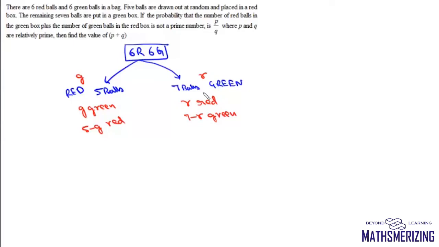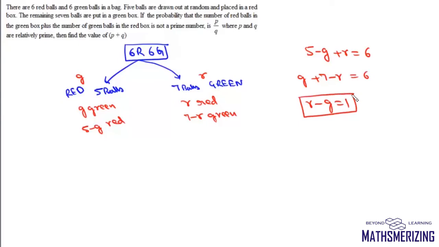Now if we count the total number of red balls, it will be 5 minus G plus R and it will be equal to 6, and the total number of green balls will be G plus 7 minus R and it should be equal to 6. So from here we can write the value of R minus G should be 1. So that is the relationship between R and G.